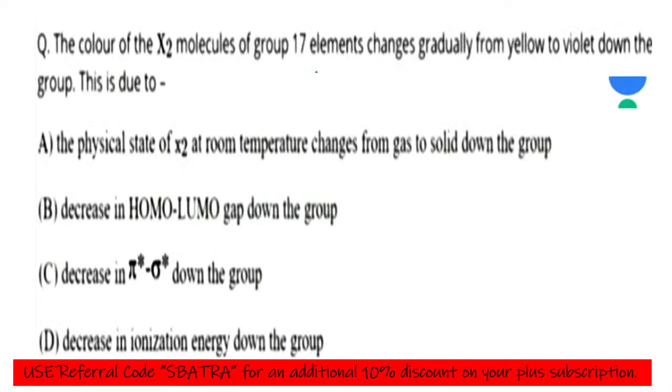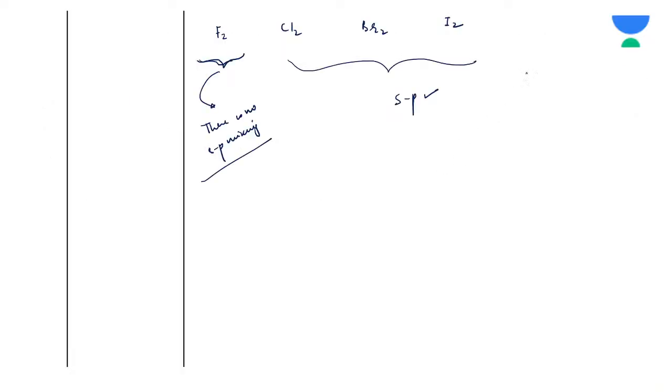The statement is, the physical state of X2 at room temperature changes from gas to solid down the group. Now if I go from fluorine, chlorine, bromine, and iodine, what is the physical state of fluorine at room temperature? It's gaseous in nature, definitely. Next you have chlorine. It's also gaseous in nature.